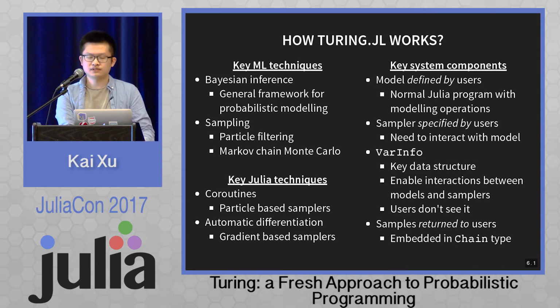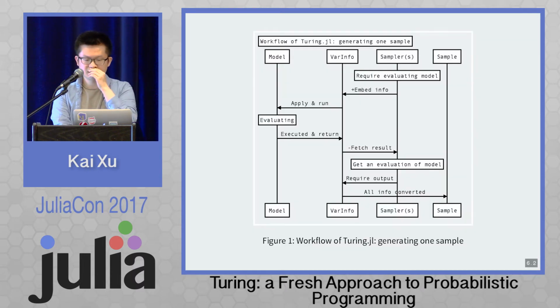Once the sampling is done, the samples returned to the user are wrapped in a Chain type, which is a subtype of the Chain from the Mamba package, and then users can see statistics of their MCMC samples using the describe function. This is a picture showing how the internals of Turing work. Because of time, I'm not going to go into this in more detail.